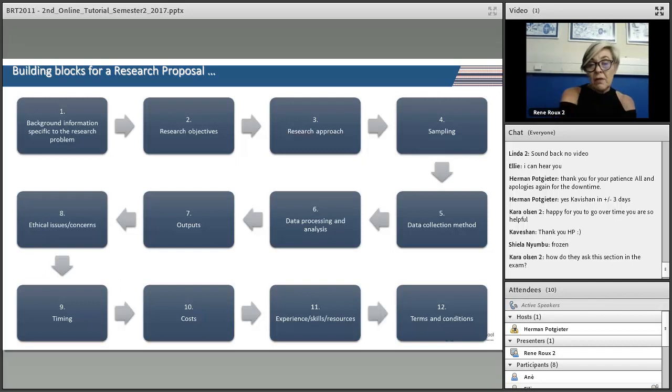What are their ethical issues and concerns? What's the timing that they will work accordingly? Will they meet your timing? What is the cost? How much is it going to cost you? What's their experience, skills, and resources? And then any specific terms and conditions.